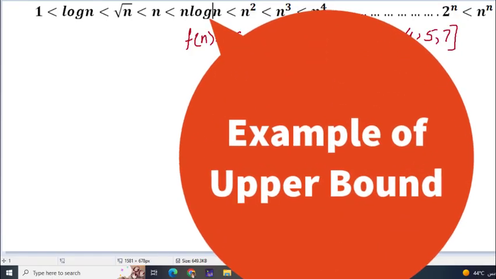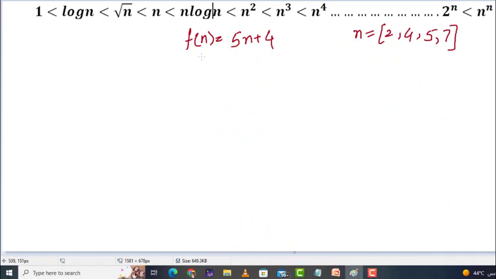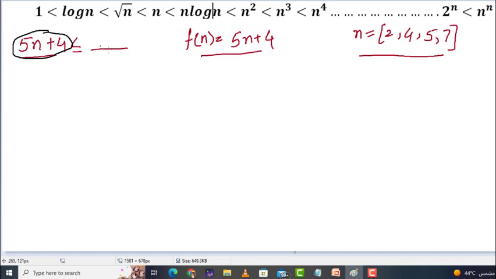Okay, so let's have an example. Here f of n is given, and we have a set of values in ascending order. We have to find g of n for the upper bound and for the lower bound. 5n plus 4, this is your f of n, and here I will write c g of n.